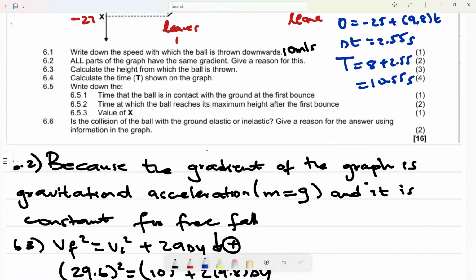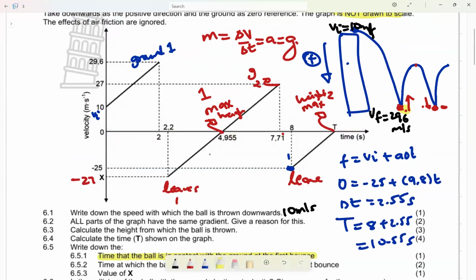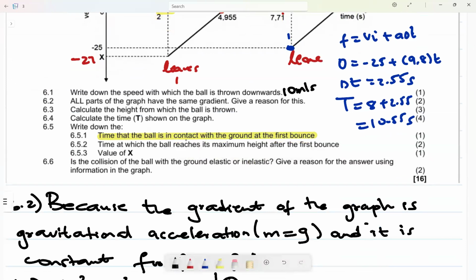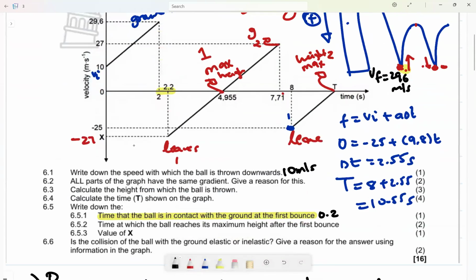6.5, write down the time that the ball is in contact with the ground at the first bounce. This is the first bounce, which occurs here. So the contact time, the time in which the ball is at the ground, is how much? 2.2 minus 2, which is 0.2. So the answer here is 0.2, because I'm saying it is 2.2 minus 2.